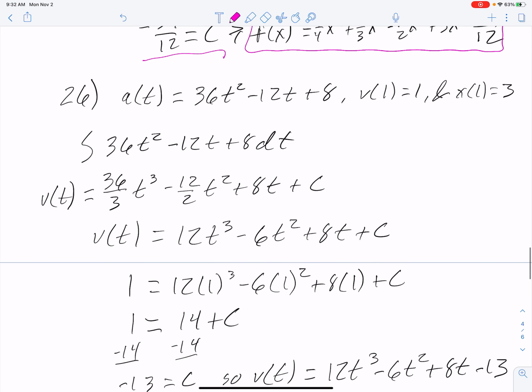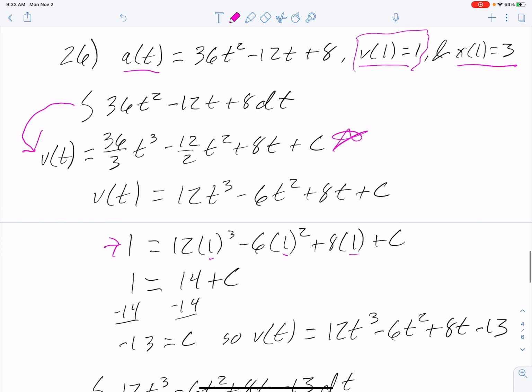26 is really no different than the last two. The only difference is we have to do the work twice because they give us acceleration, they give us information about velocity, and they give us information about position. So my integral of acceleration will get me velocity. Again, if you skip this intermediate step, that's okay. Then I use what I know from my velocity, that y is 1 when x is 1, solve for c, and so now I know what my velocity function is.